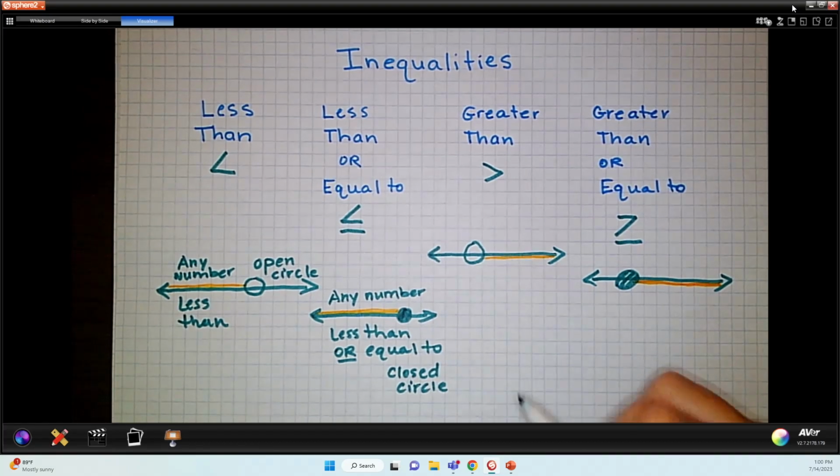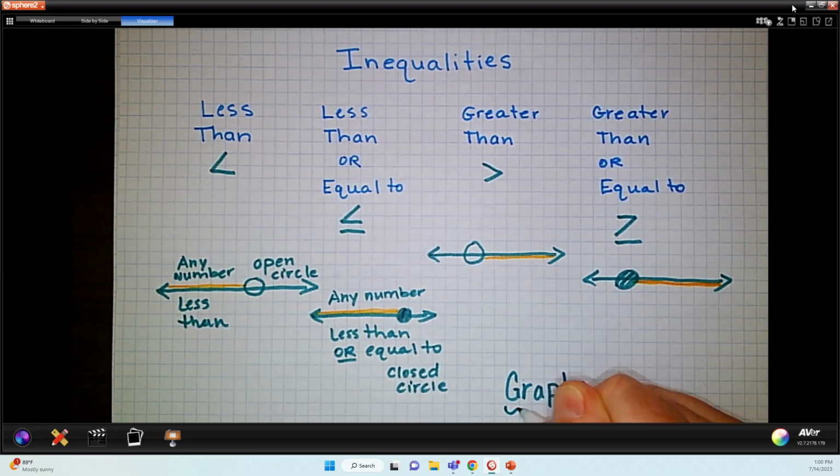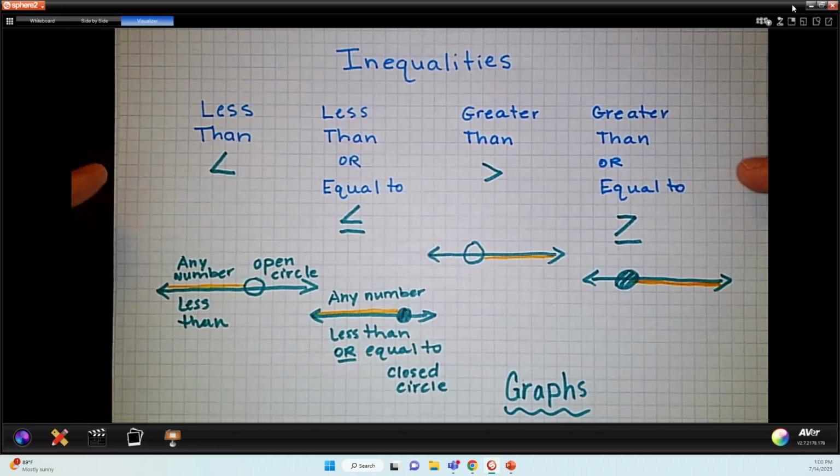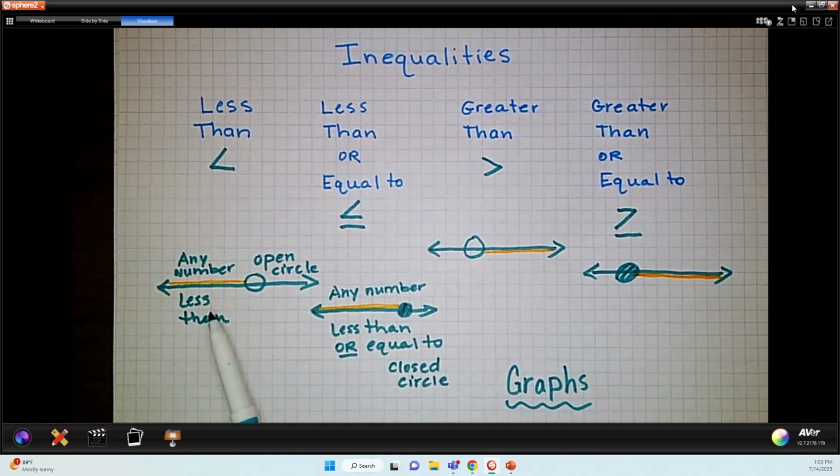Now, when we're representing these on graphs, this is where we start to get into more of the middle school math. The inequalities they did in elementary school, but now we're taking it up a little and working with how we can graph these. We have a couple of keys that we use to represent our less than and less than or equal to, or greater than and greater than or equal to.